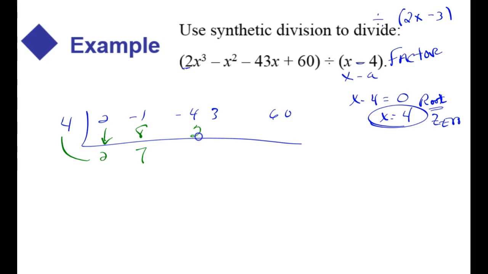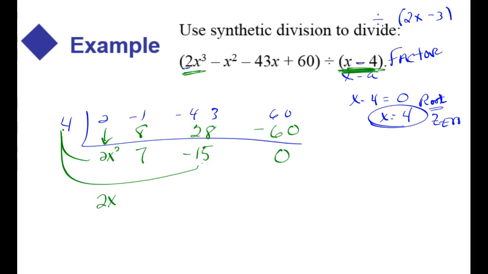Multiply for 28. We'll add for negative 15. We'll multiply 4 times negative 15. Put the answer here, negative 60. And if it comes out to be 0, then it divided evenly. There's no remainder. So if I divide through by x minus 4, x cubed divided by x is an x squared, and that's what this term here is. So I'm going to rewrite this as 2x squared plus 7x minus 15, and there's no remainder.